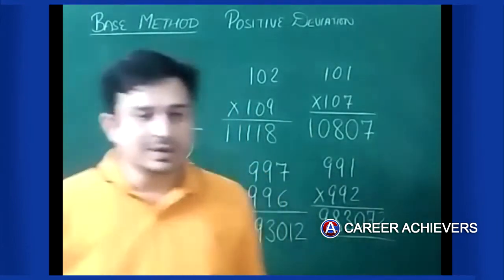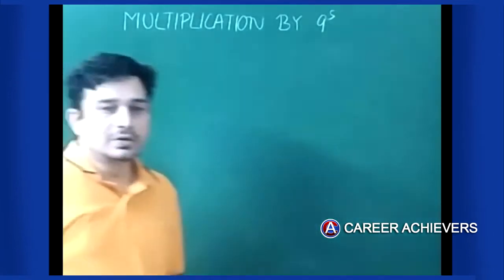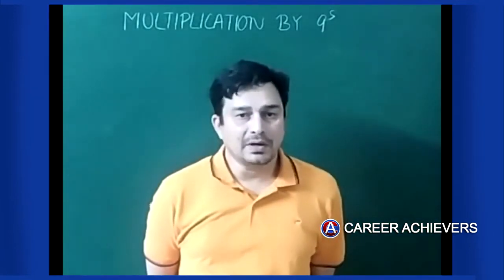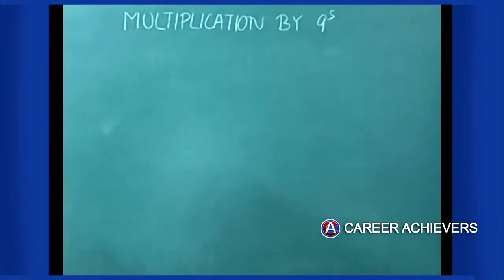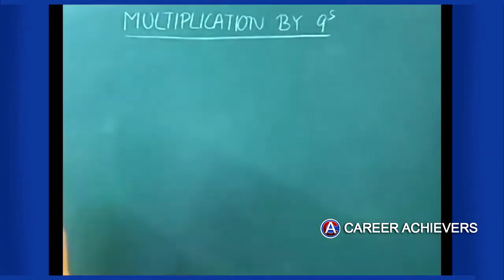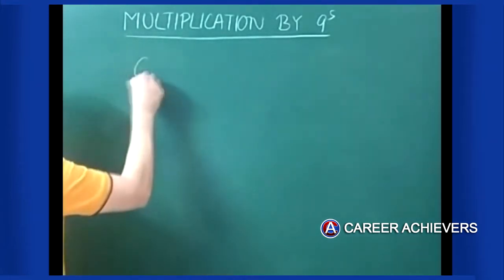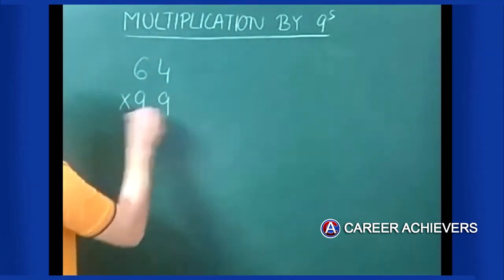So we can move to the next technique, isn't it? Yes. Okay, so the next technique which we learned was multiplication by nines. Multiplication by nines had three cases. Case 1 is when the number of digits in the multiplicand and the number of nines in the multiplier are same. For example, 64 times 99.